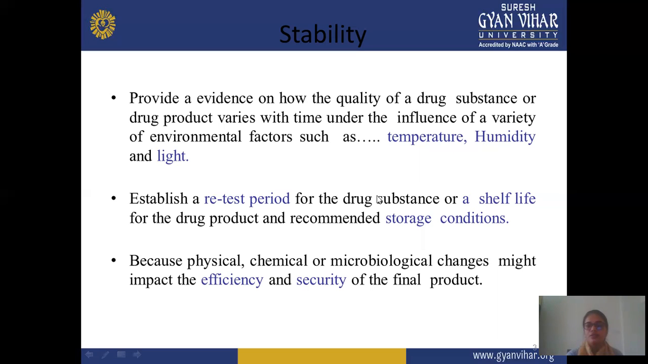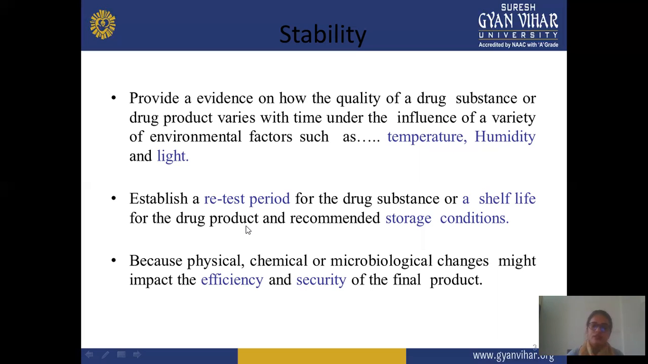And with the help of this retest, you check the shelf life of a particular drug. With the help of retest, you recommend whether this formulation is good for a particular storage condition or not. And after checking this storage condition, you decide the shelf life or the particular expiry date.